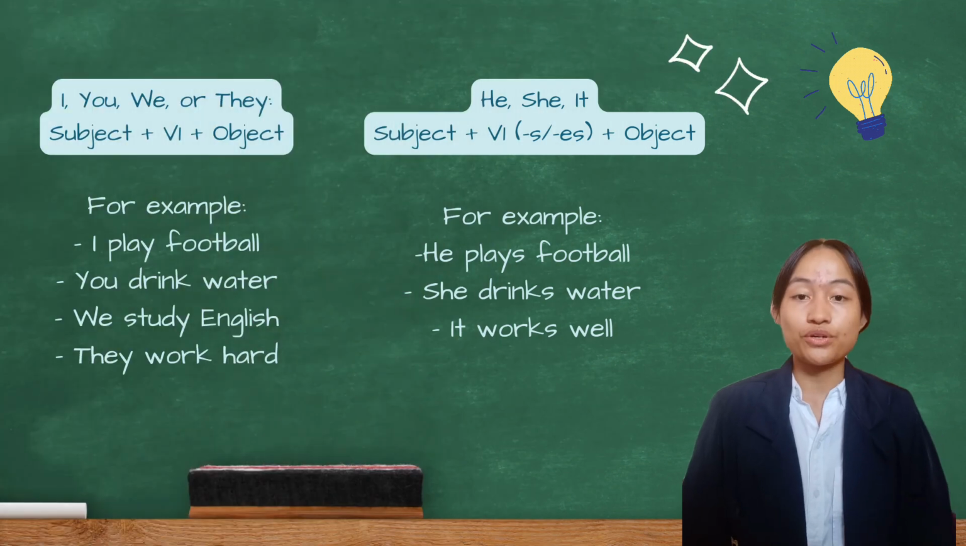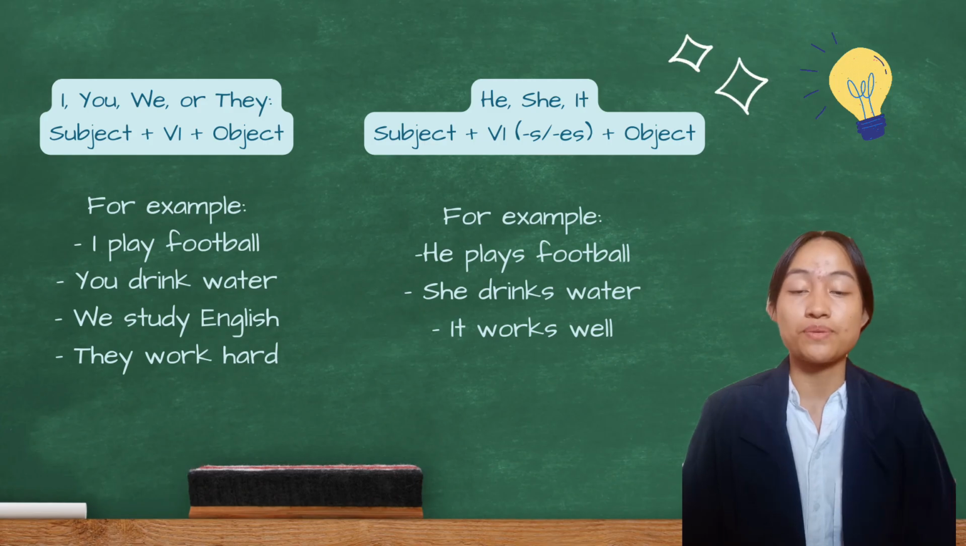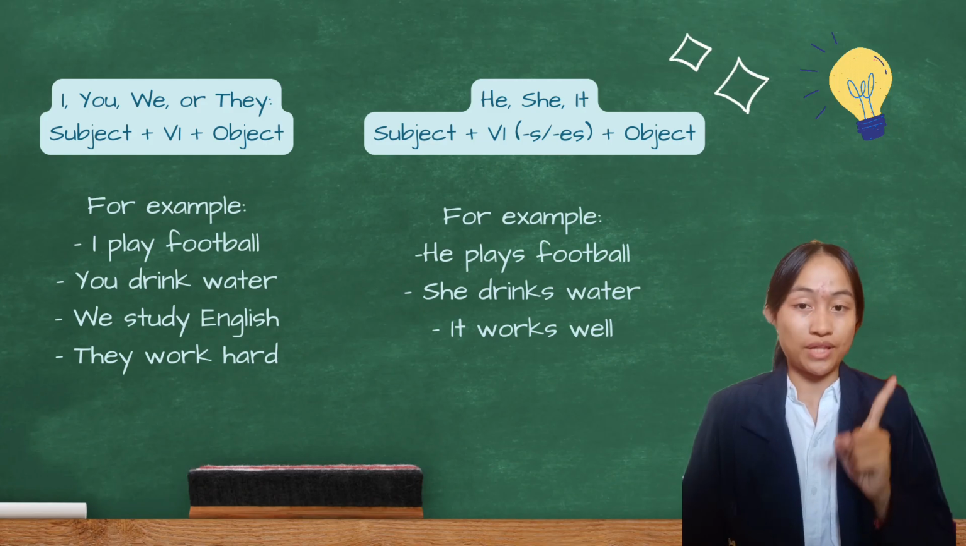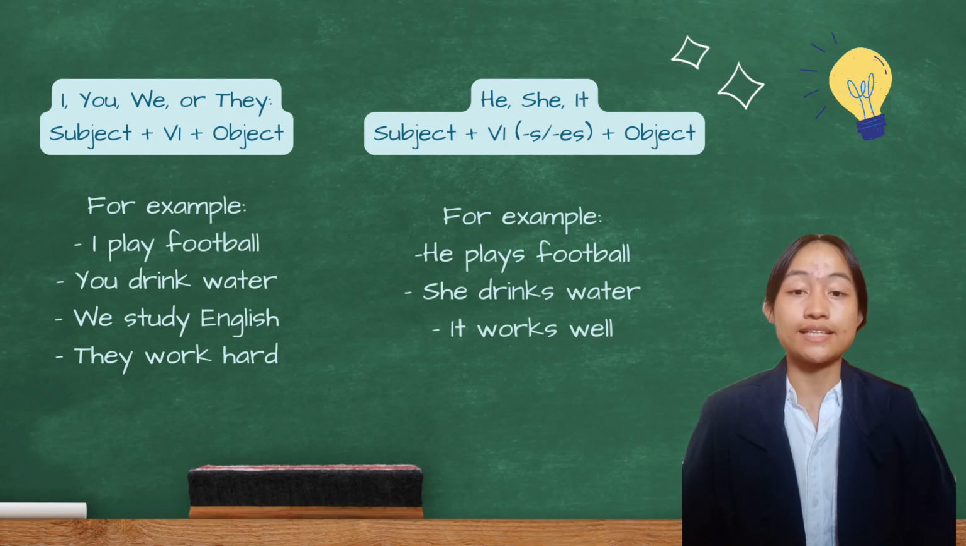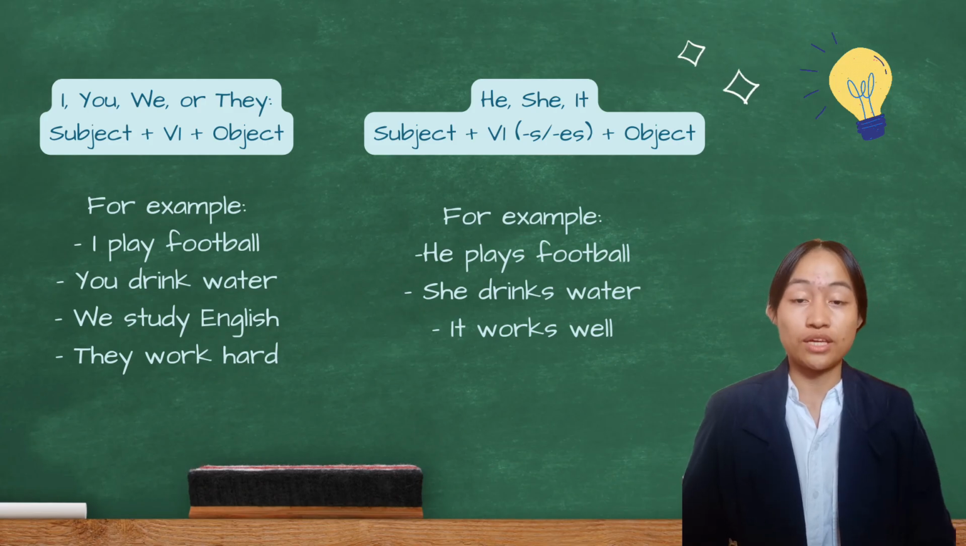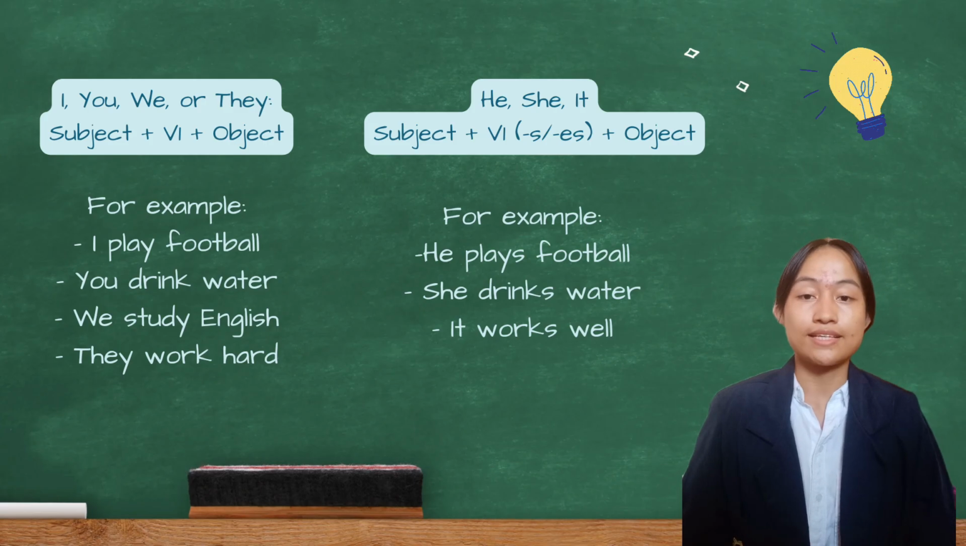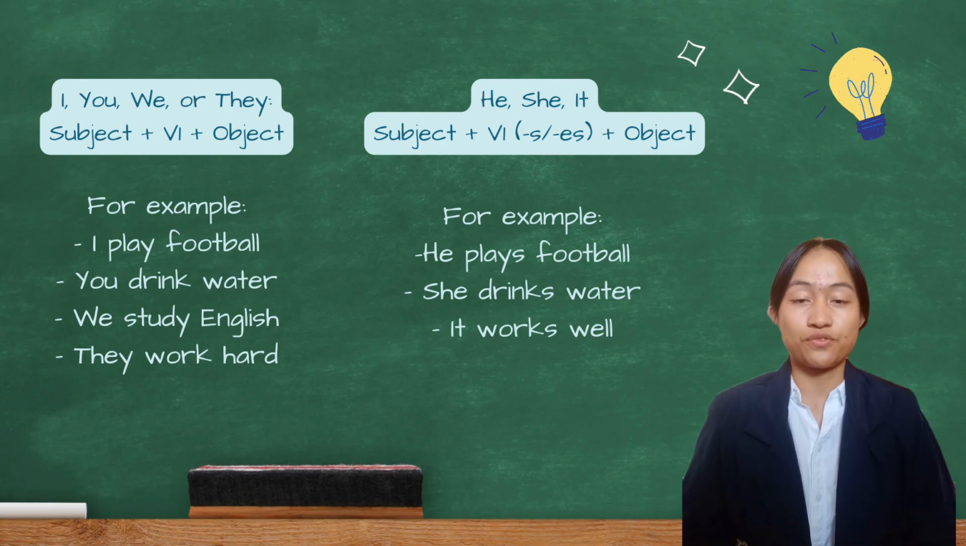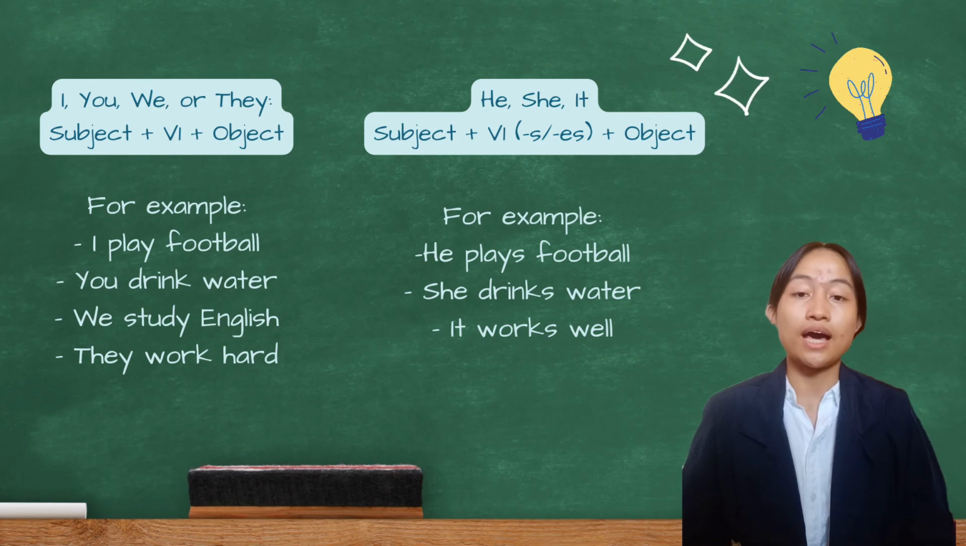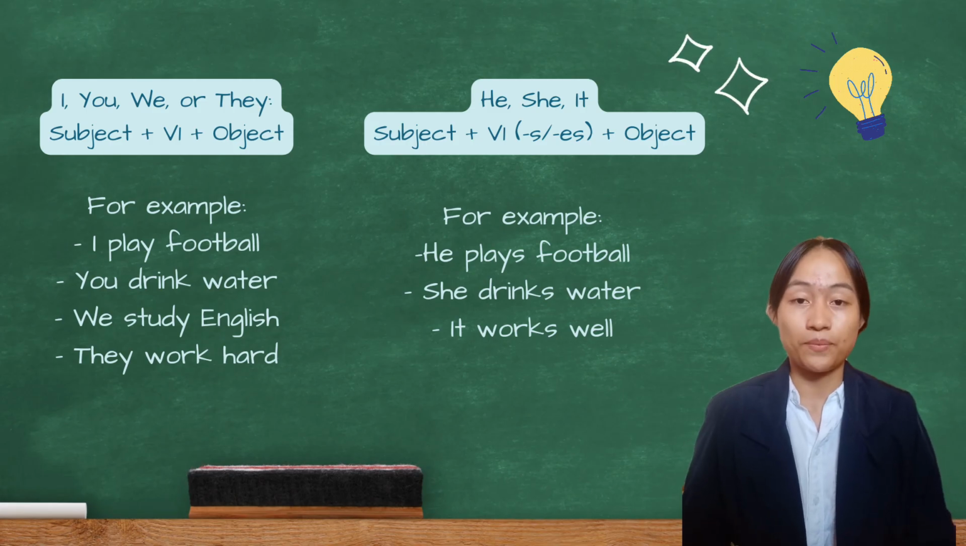First, let's look at the positive form. There are two main patterns we need to remember. For the first formula, when our subject is I, you, we, or they, the formula is subject plus verb 1 plus object. We use the basic form of the verb. For example, I play football. I is the subject, play is the verb, and football is the object. Other examples are: you drink water, we study English, they work hard.